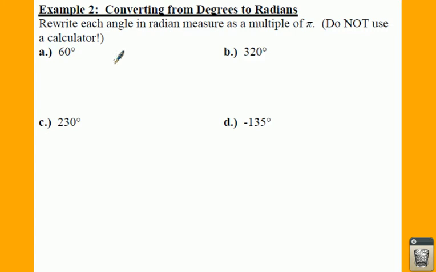So let's look at our first example here. We're going to rewrite each angle in radian measure as a multiple of pi. So you're going from degrees to radians. If this is 60 over 1, we need to make sure that if we have 60 degrees on the top left, we need 180 degrees on the bottom right. And how many radians equal 180? That would be pi radians. So you just have a fraction here you need to simplify. 60 and 180 can be reduced to a 1 and a 3. So that just gives you 1 times pi, which is pi over 3.